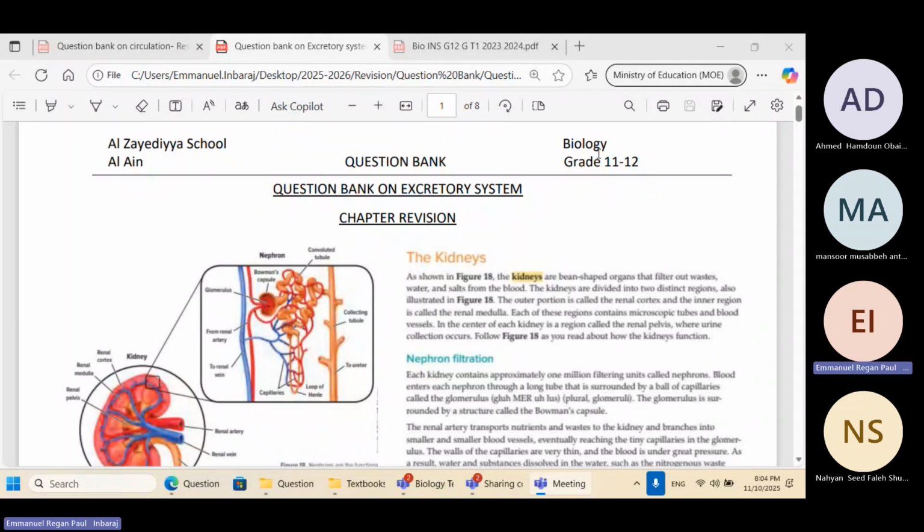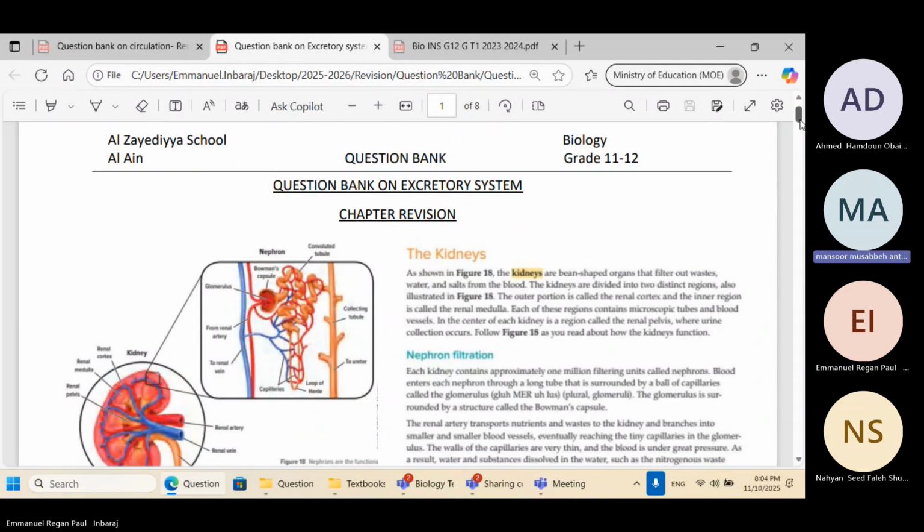Okay, boys, before we start, can you see my screen? Yes, Guruji. Okay, yeah.